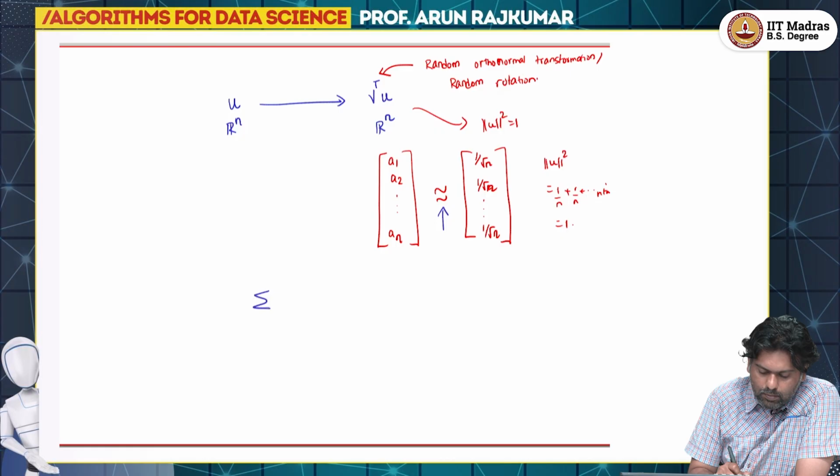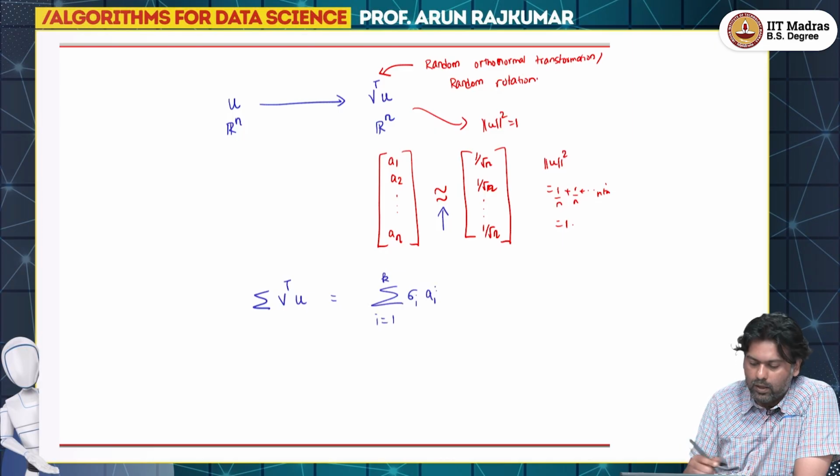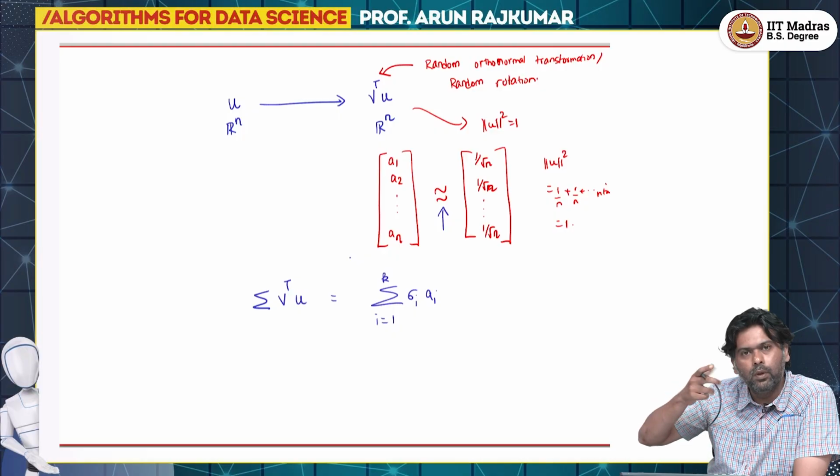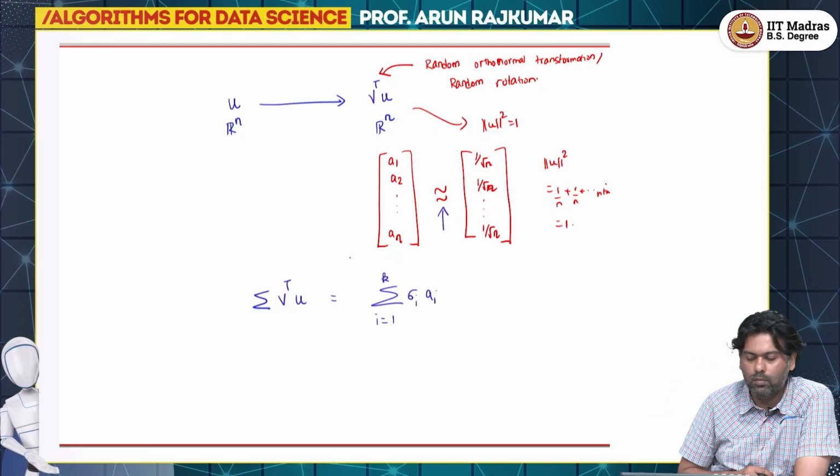The next thing is sigma. Sigma is just going to make it so that when I do sigma V transpose U, that is going to be the sum over i equals 1 to k of sigma i a i. That is what it is going to look like. So it is going to take the top first k components, and then scale them by sigma.